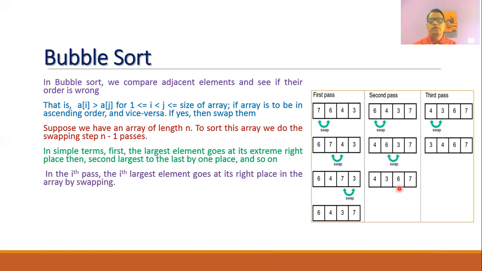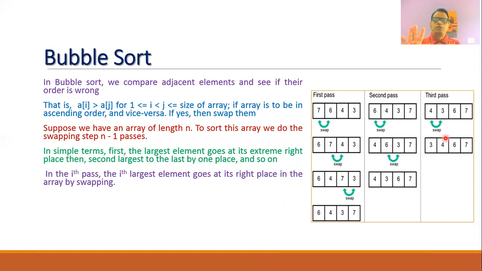appropriate position. Now in the third pass, what we will do is that we will compare only first two elements, and now 4 will be shifted to the appropriate place, and now one can easily find that all the elements are arranged in the increasing order.